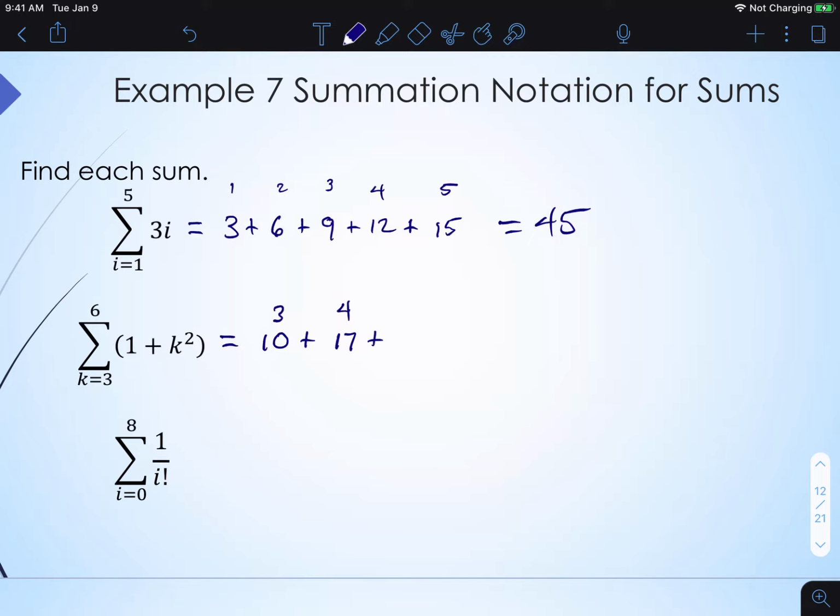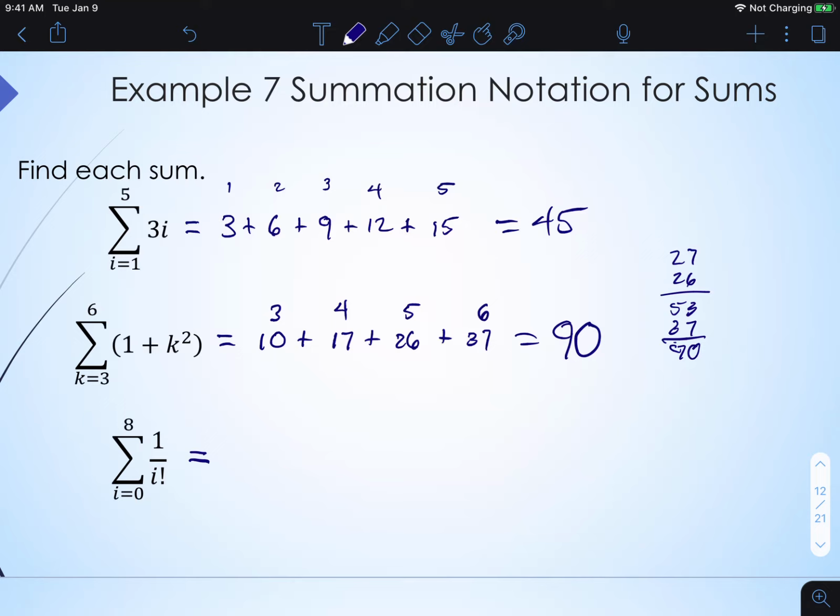And then the next one occurs when we're at 5. So 5 squared is 25, plus 1 is 26. And then finally, the last term is going to be when k is equal to 6. So 6 squared is 36. This is going to be 37. Let's see if I can do this quickly. Well, I've got 10 plus 17 is 27, plus 26, that's 53, plus 37, that's 90. So this is all going to equal, if I did my math right, 90.